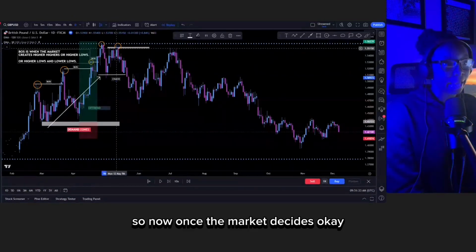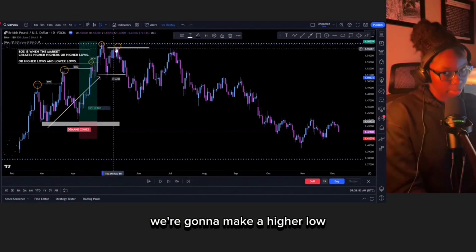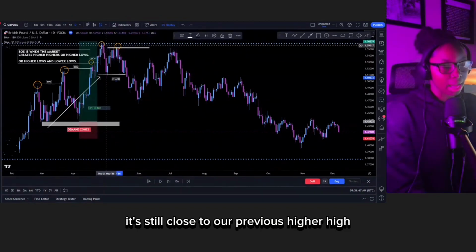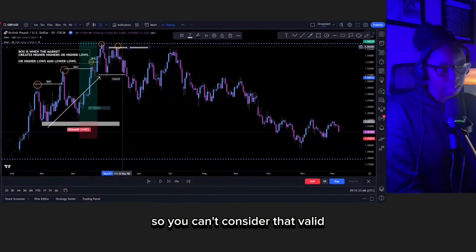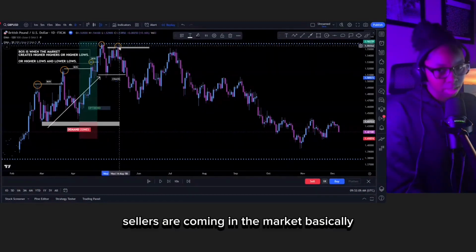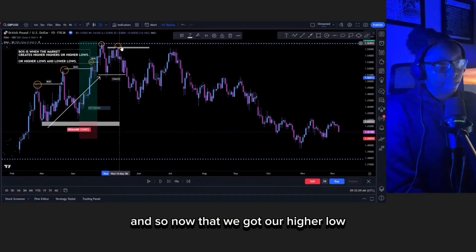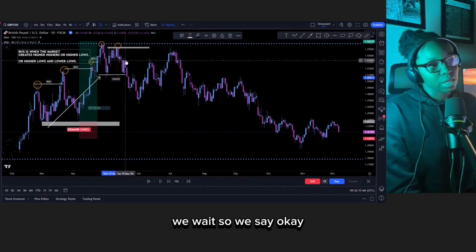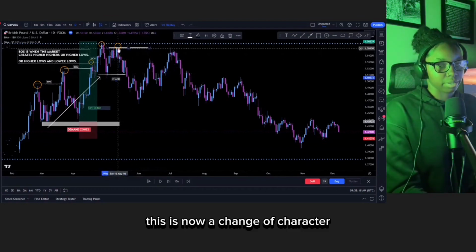So now once the market decides, okay, we're not going to make a higher high, we're going to make a higher low, which means it's still up, it's still close to our previous higher high, but it's lower than that higher high. So you can't consider that valid. This now lets you know that sellers are coming in the market, basically. And so now that we got our higher low, what do we do next? We wait. So we say, okay, we got our higher low. This is now a change of character.